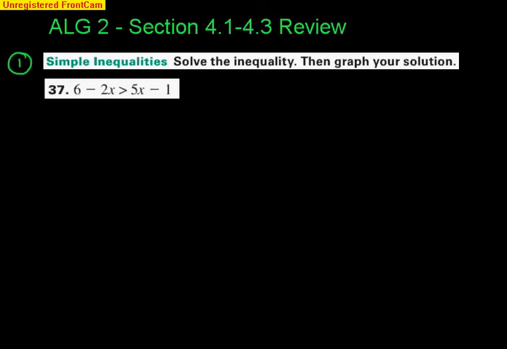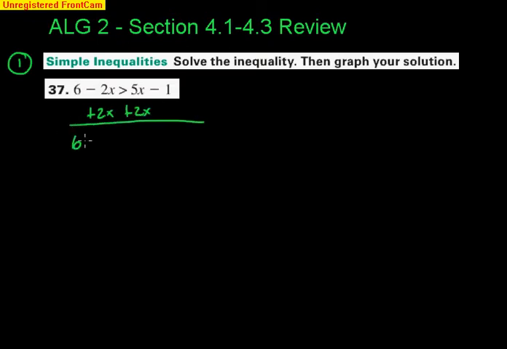Alright, so the first one, we're just going to solve this inequality and then graph the solution. Okay, and the inequality says 6 minus 2x is greater than 5x minus 1. So first thing I see is I see x's on both sides. So get them together. I'm going to add 2x so that the x's are combined and that they stay positive. And I do it just to both sides of the inequality.